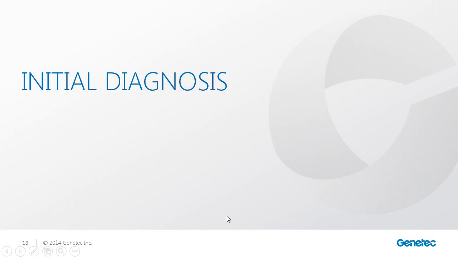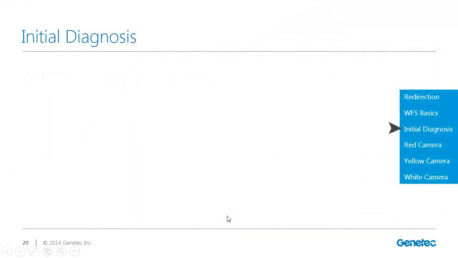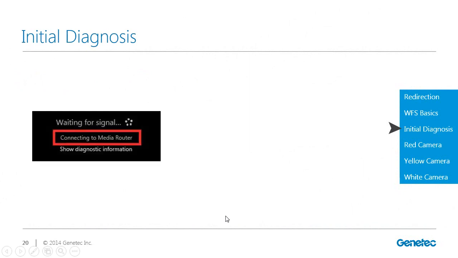We're going to start out the diagnosis of the problem with the initial error message we received in the tile when trying to view video. There are 3 messages that you may see below the initial waiting for signal message. The first one is "connecting to media router."